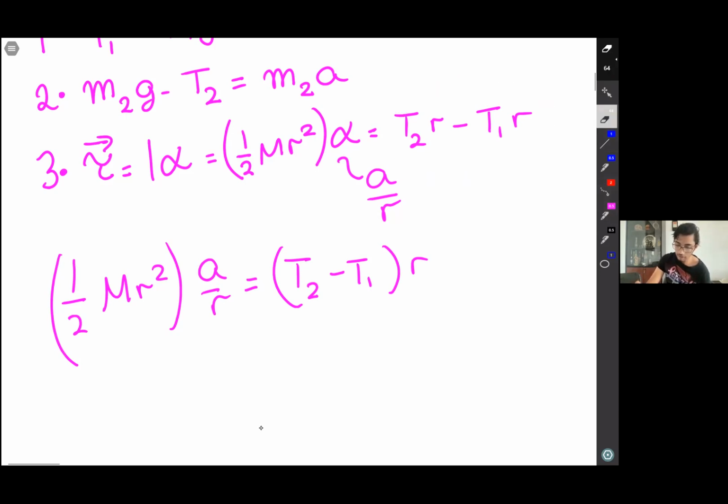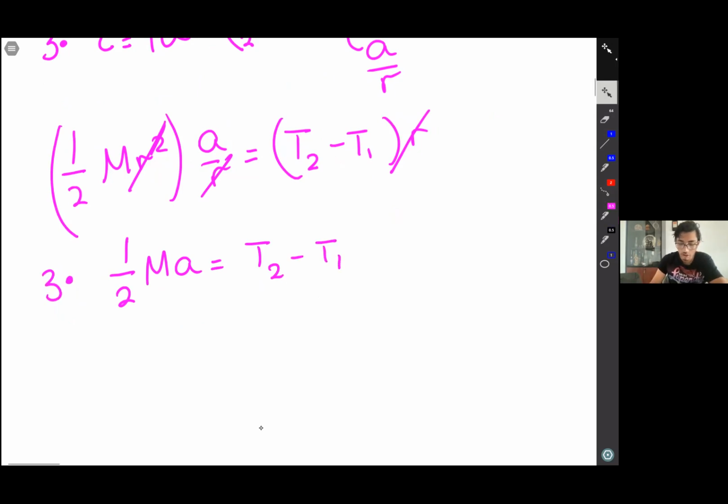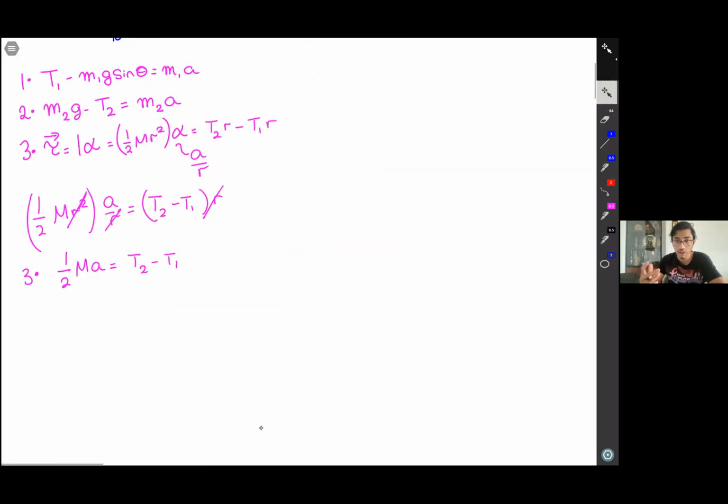Now over here, I can cancel out one of the R's here and one of the R's here. So I get half MR times A over R is T2 minus T1. And notice I can also cancel out this R. So I've completely got rid of the R variable, which is great. Writing this all out in full, I get half MA is equal to T2 minus T1. And that is our final equation. Now we have three good equations to solve for three unknowns. So let us do that.